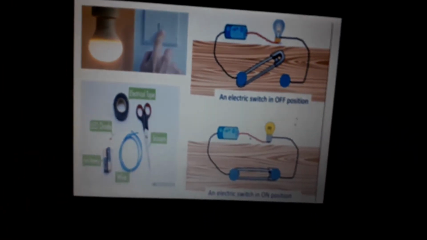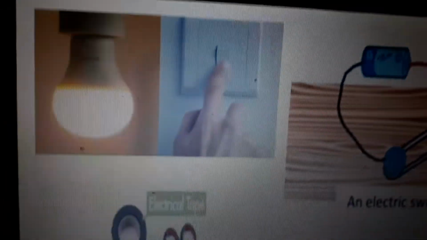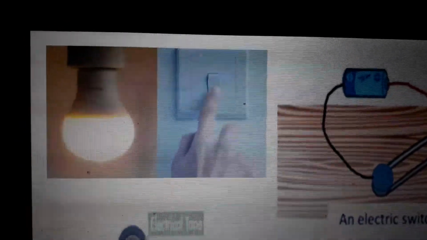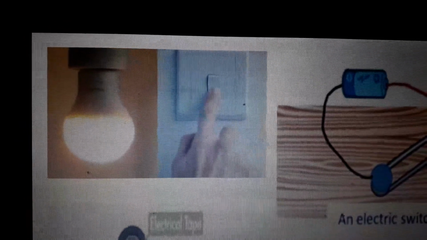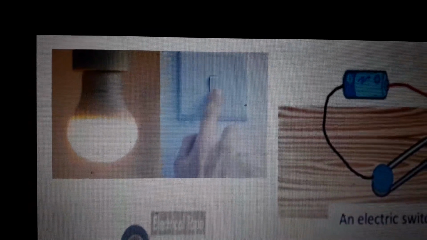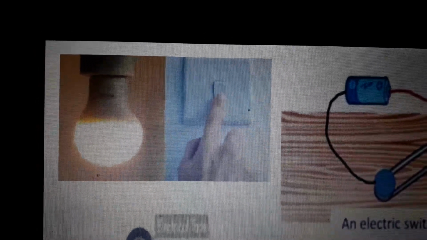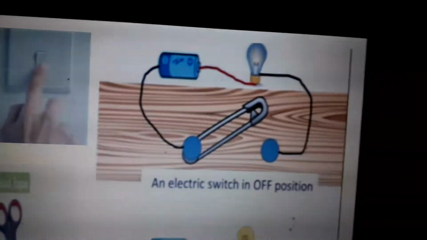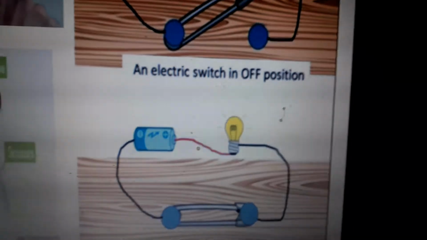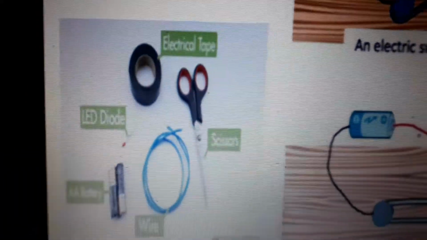So he was trying to make an experiment. First he observed that when you switch on, the light comes, and when you switch it off, the light goes off. Then he made an inference, a prediction, saying that if the pin is not attached, then there is no light. If the pin is attached, then you get the light. So he wanted to conduct an experiment and see.